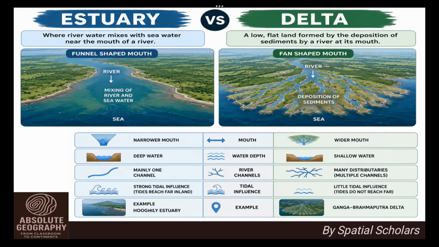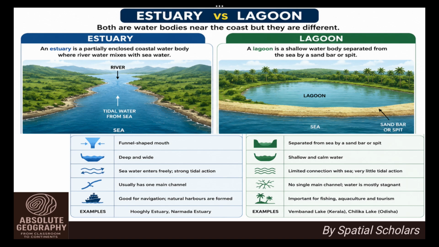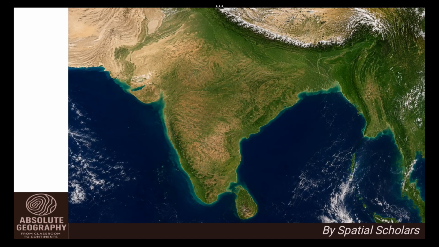Then we have a lagoon. It is a shallow water body separated from the sea by a narrow sandbar or spit. Unlike estuaries or deltas, lagoons are formed mainly by the action of waves and coastal currents. The lagoons of Kerala are locally known as Kayals. The famous Vembanad Lake is one such example.